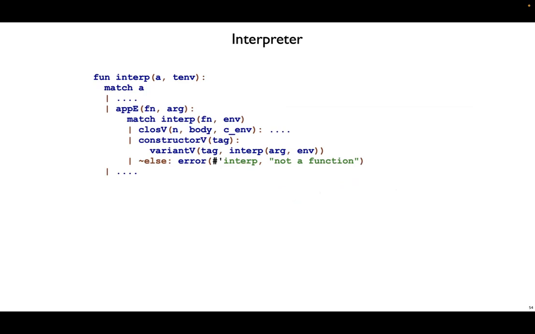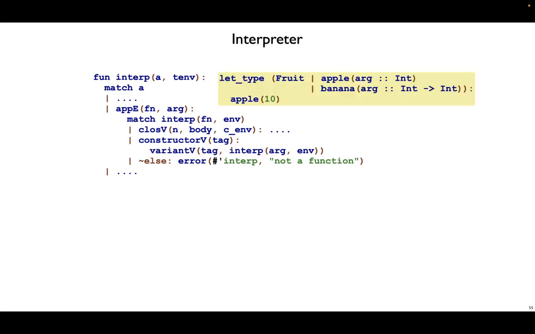For this, we go to the app case. In addition to applying a closure, we need to be able to apply a constructor. When we do, we use the tag inside the constructor as the tag inside of a new variant v, and the value inside that variant is the result of interpreting the argument. Back again to our fruit example, when we apply the constructor for apple, we'll see that apple is a constructor v with the tag apple, so we construct a variant with apple, and then 10 is the argument. So we interpret 10 to get the value that goes inside the variant.